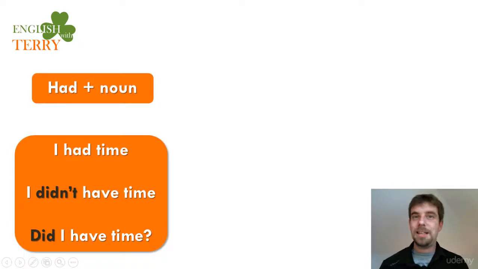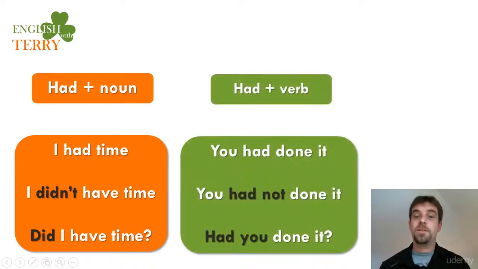And if we look at the past tense, which is had plus a noun: I had time, I didn't have time, and did I have time? So after had is a noun, and here now after had is a verb. So the negative is like a modal verb, like a be verb. You had done it, you had not done it, or you hadn't done it, or had you done it. So this is what we are interested in here: when do we use had plus a verb?